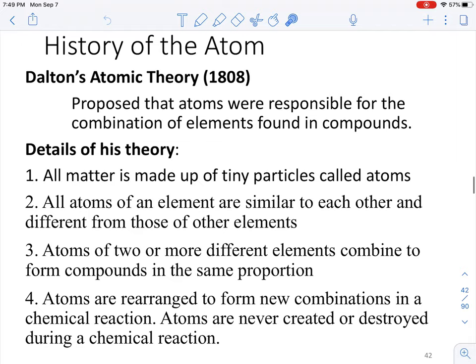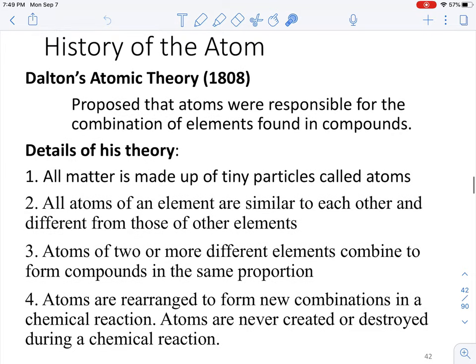All right. So when we get back to lecture on Wednesday, we're going to start with the history of the atom, and we'll go from there.